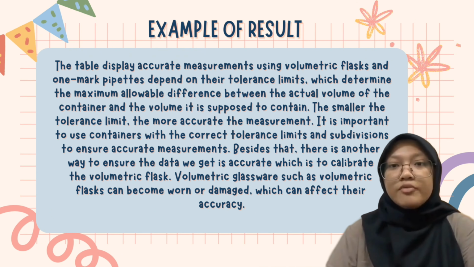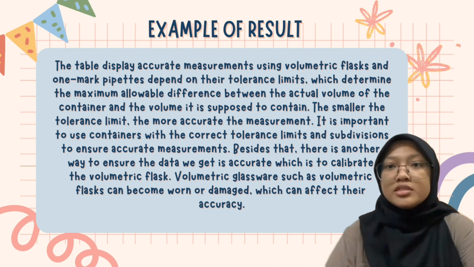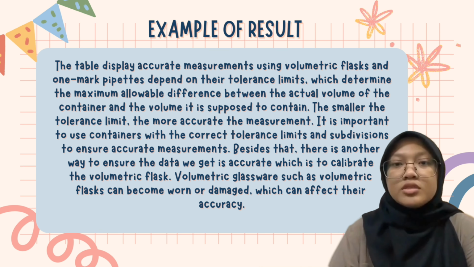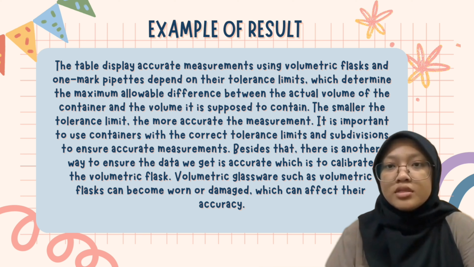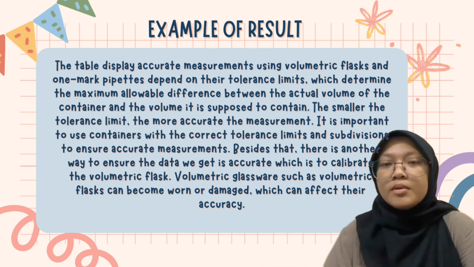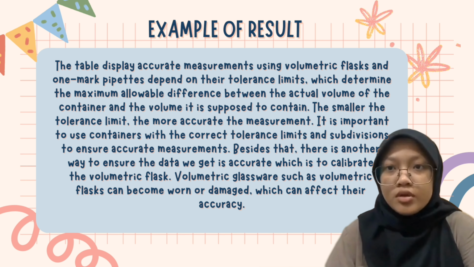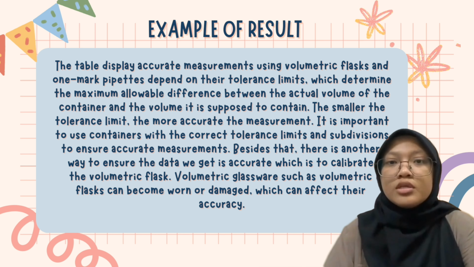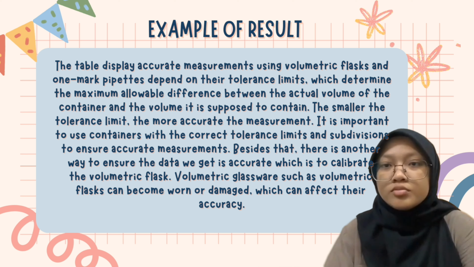From the previous slide, we can see the table that displays example accurate measurements using volumetric flask and pipette. The accuracy of volumetric glassware such as volumetric flask and pipette is determined by their tolerance limit, which is the maximum allowable difference between the actual volume of the container and the volume it is supposed to contain. The smaller the tolerance limit, the more accurate the measurement. That means the range of acceptable values is also small, resulting in a more accurate measurement.